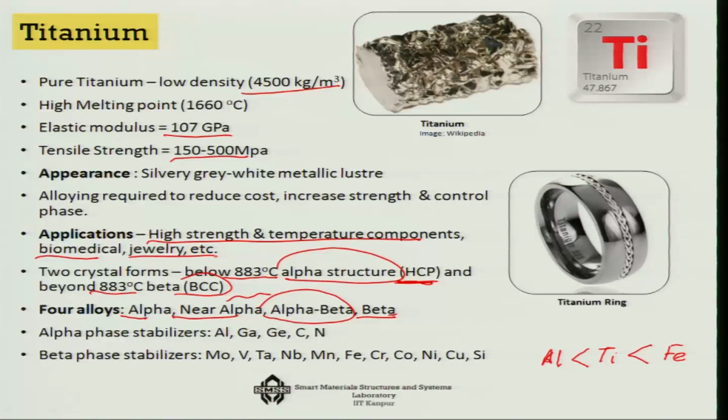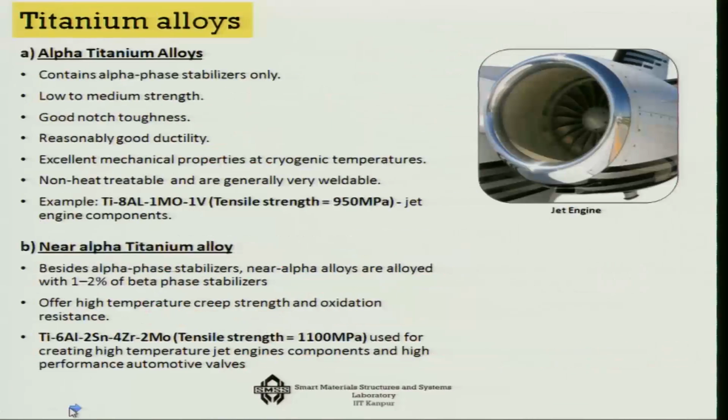For the alpha phase, some of the materials generally used for stabilization are aluminium, gallium, and germanium, or carbon or nitrogen; even oxygen is used for alpha phase stabilization. For the beta phase, there are molybdenum, vanadium, tantalum, niobium, manganese, iron, chromium, cobalt, nickel, copper and silicon. They are used for beta phase stabilization. So, that is titanium as such. Now, let us talk a little bit about titanium's alloys.